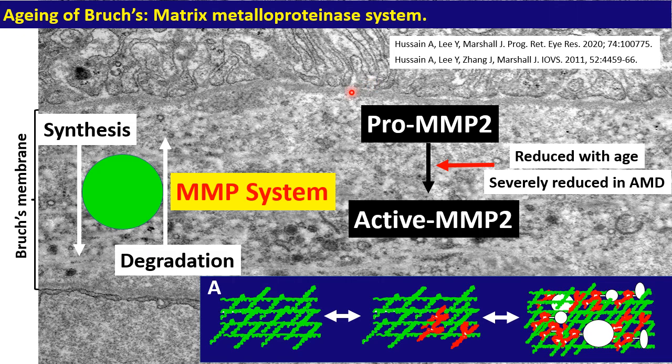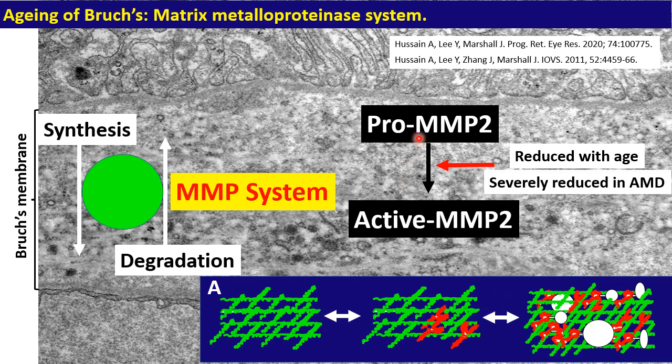The extracellular matrix of Bruch's membrane is continuously turned over by coupled processes of synthesis and degradation. The degradation is mediated by matrix metalloproteinase enzymes, of which MMP2 is the most important. As shown in panel A, the turnover of ECM components maintains the integrity of Bruch's. Damaged components are continuously removed and replaced with newly synthesized material.